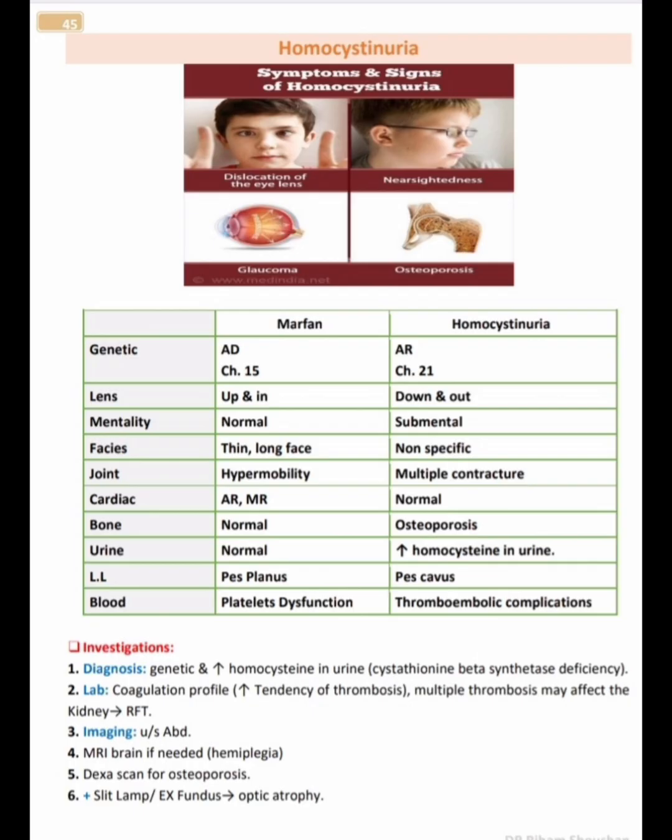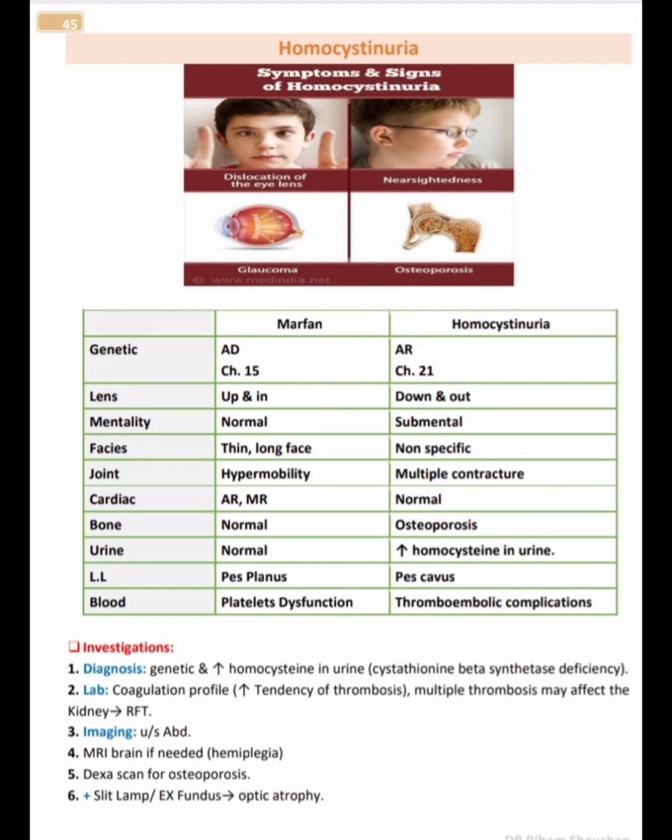The next disease is homocystinuria. We know that homocystinuria and Marfan syndrome have similar presentation, but they are different. So homocystinuria is a cousin of Marfan syndrome. What are the symptoms and signs we find in homocystinuria? These are dislocation of the lens, nearsightedness, glaucoma and osteoporosis.